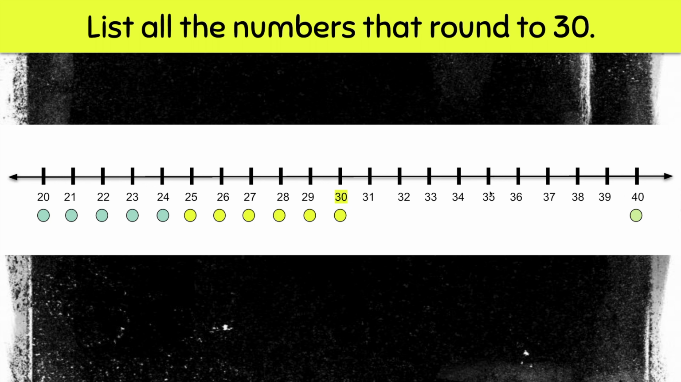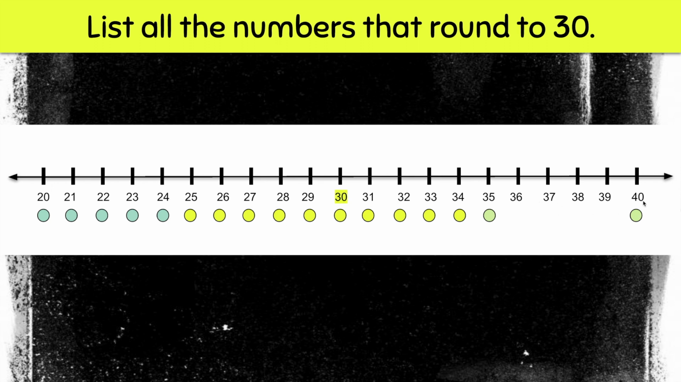We know halfway is 35. So let's think. 31. Is 31 closer to 30 or 40? We know that 31 is closer to 30. 32 is also closer to 30. Even 33 and 34. But now we have 35, which is halfway between 30 and 40. And we know that anything halfway or greater is going to round up to the next 10. So 35 actually rounds to 40.